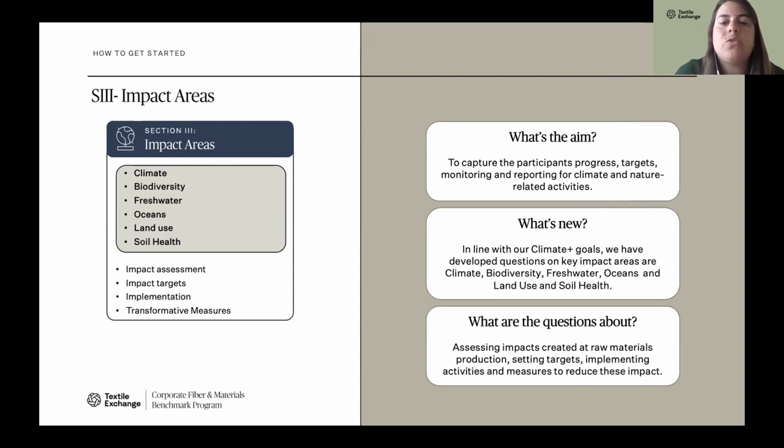This time was taken to ensure that we are aligned in terminology with the Science Based Targets for Nature. Questions include if companies are assessing their impact on climate and nature at raw material production, and what are the tools and frameworks they are using to do that? Are they setting targets to reduce these impacts, and what are the activities they're implementing to reduce these impacts? Sources restriction, measures to restore and regenerate nature are just two of the examples that we're providing.